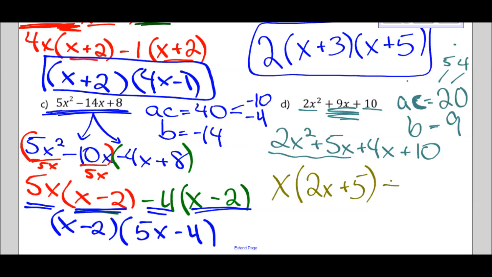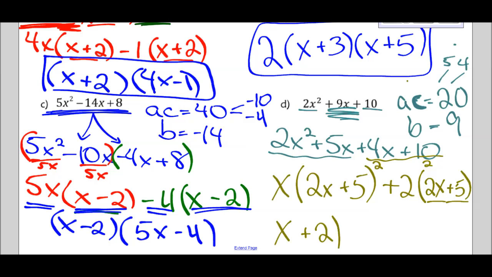Plus, what can come out of these two to make it the exact same as this set of parentheses? 4 divided by 2 would give us that. 10 divided by 2 would give us that 5. These parentheses need to be the same. Whatever you get on the outside, the GCF, that's one of your terms, and the parentheses is your second. Any questions before we move on?